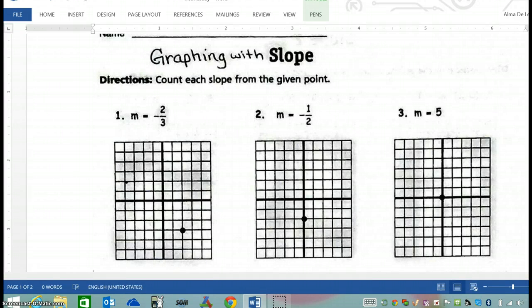Graphing lines with slope. The directions say to graph from the given point. So if you notice on question number 1, you are given a point and also given a slope. We're going to use what we know about slope to make a line. Our slope in number 1 is m equals negative 2/3.